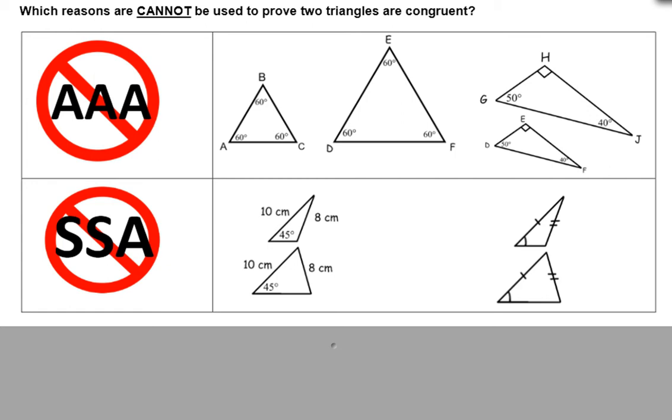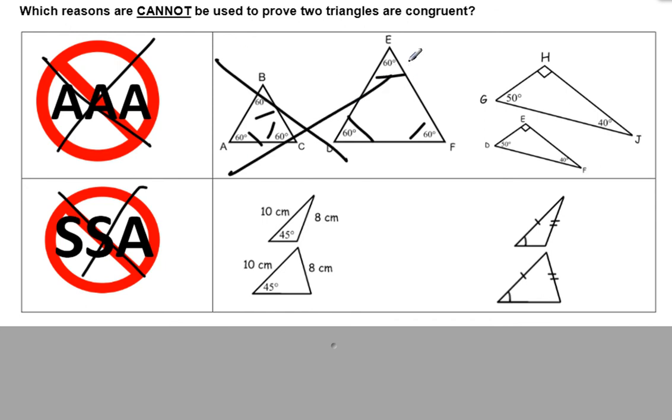Okay, and there are only 2 reasons that we absolutely cannot use to prove triangles are congruent. The first one is angle, angle, angle. These 2 triangles, ABC and EDF, all have 60 degree congruent angles, but clearly one is bigger than the other. So these are absolutely not congruent. And the same thing here. You have a 50, 40, 90 triangle, a 50, 40, 90 triangle, and clearly HGJ is bigger than EDF. So angle size doesn't determine congruent triangles.